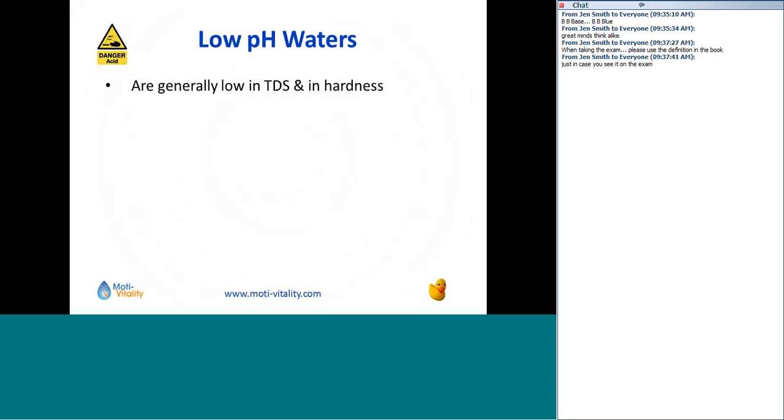Low pH waters are generally low in total dissolved solids and in hardness. Not always the case, but generally speaking, it is that way. Rainwater is usually 6 on the scale, but it can be a lot lower due to pollution because remember, carbon dioxide in the atmosphere forms with water to form carbonic acid. And so the more carbon dioxide you have in the atmosphere, the more acidic the rainwater is going to be.